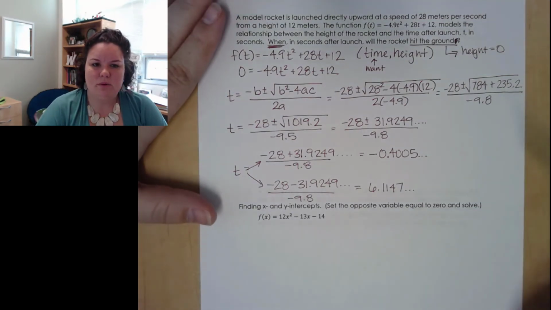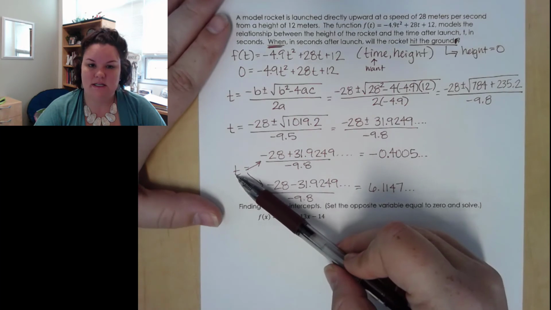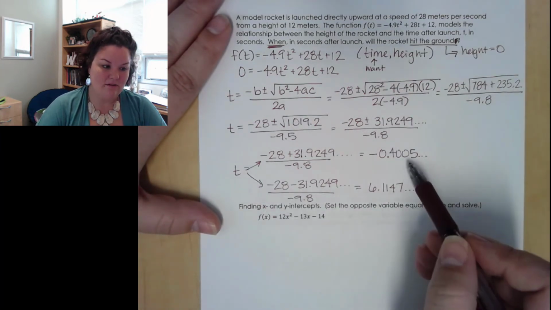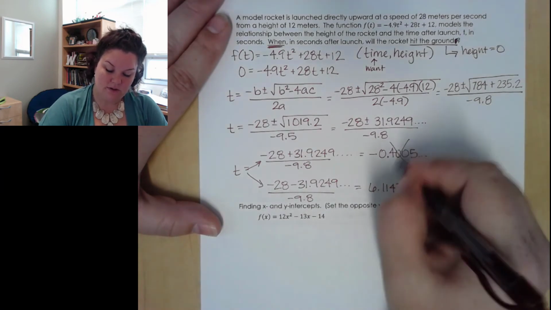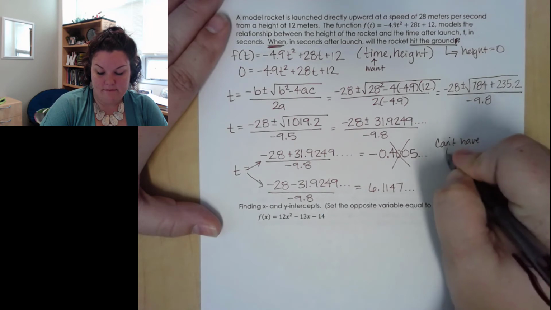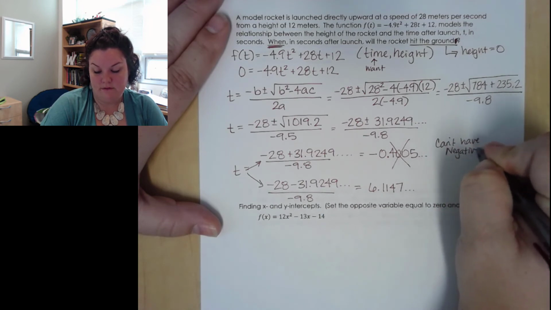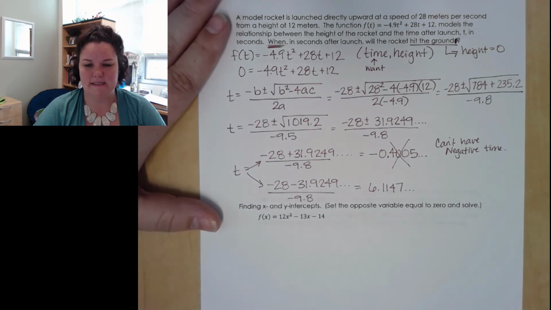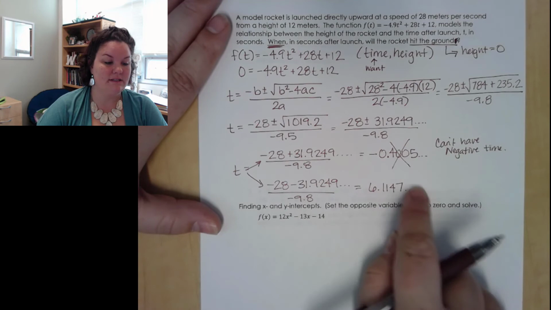So when I look at these, remember we're solving for t. T originally represents time. And notice here I got a negative answer. So I'm not going to use that one because we can't have negative time, right? I can't say it's going to hit the ground after negative half a second. That doesn't make any sense, right? So this is going to be the one that's our answer.